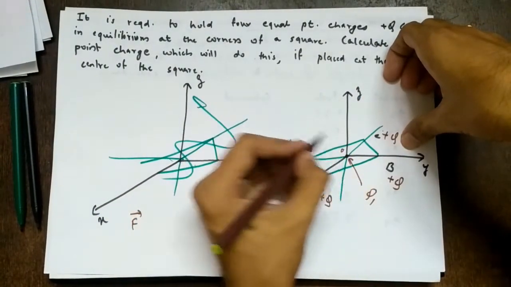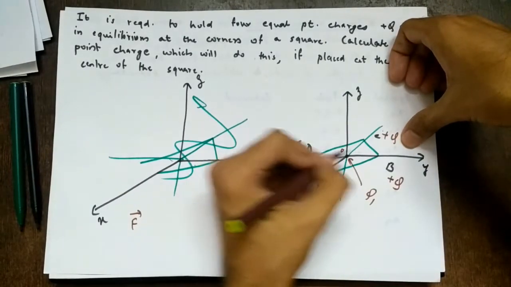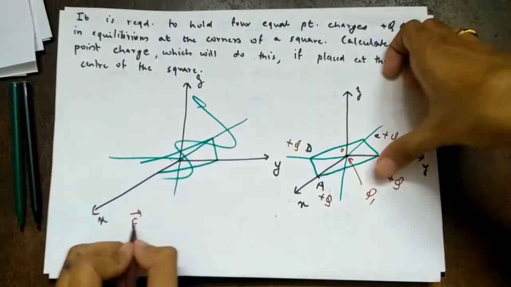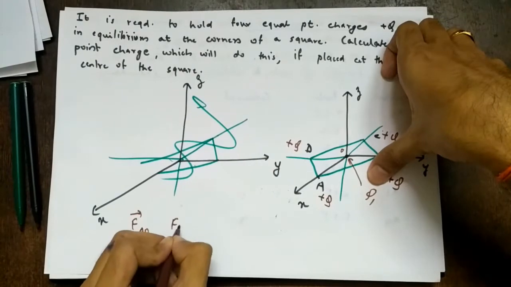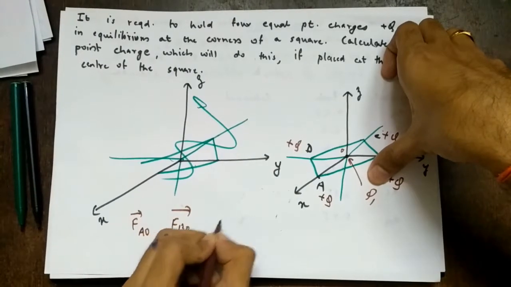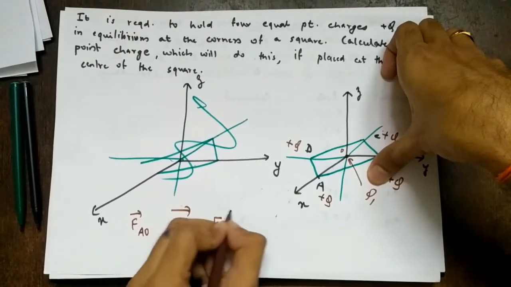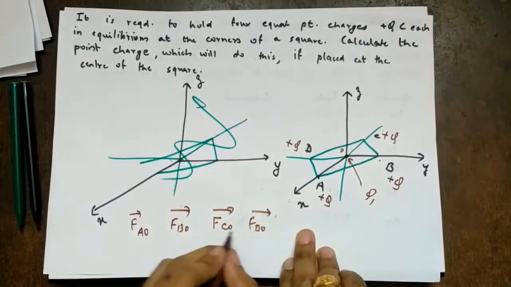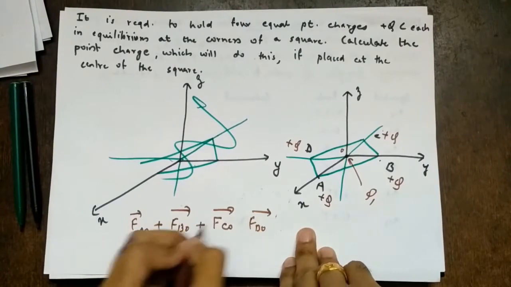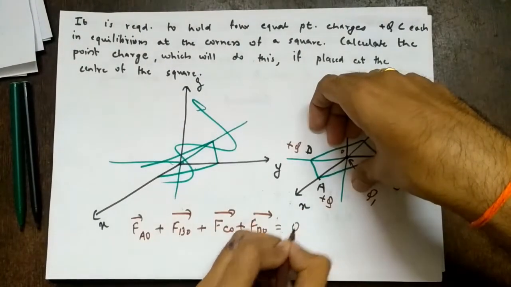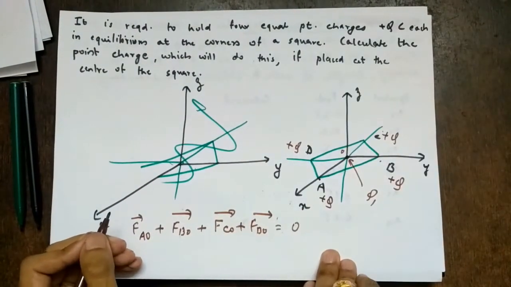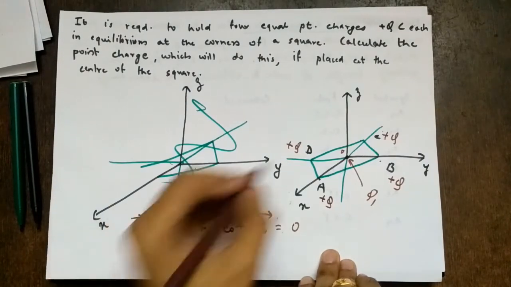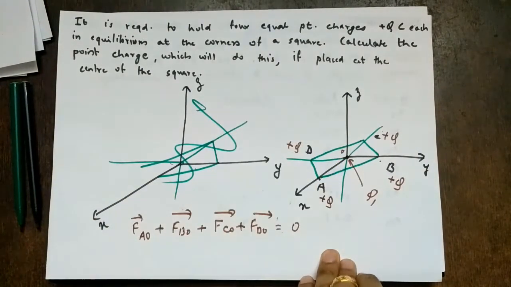So what you have to find? Force on O due to A, due to B, due to C, due to D. So you have to find FAO vector, FBO vector, FCO vector. Then you finally have to find FDO vector. And this should be in equilibrium. That means what it means by equilibrium, that addition of these forces should be equal to 0. Fine. So FAO vector, how will you find?